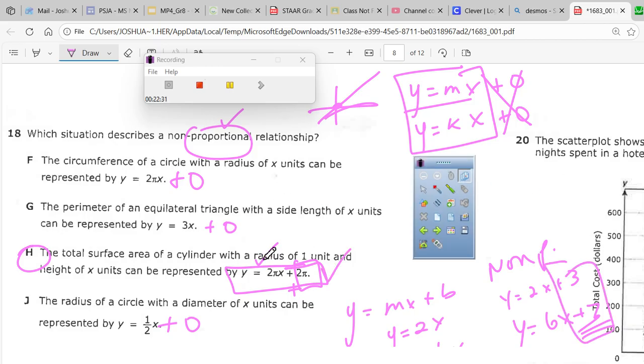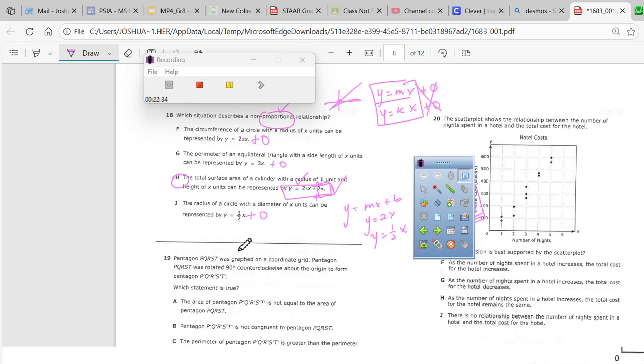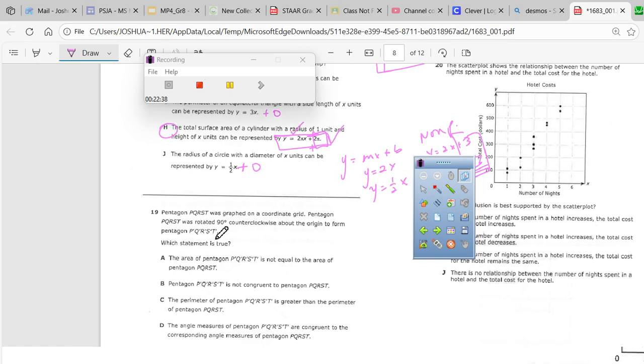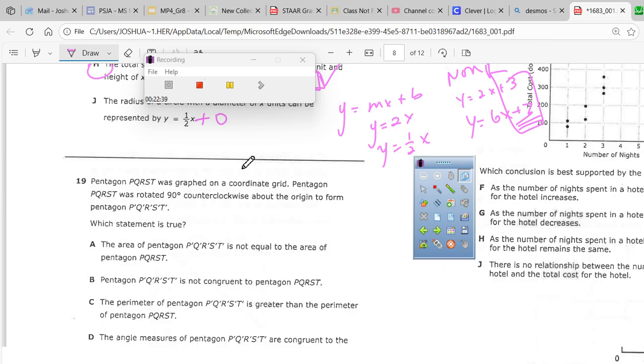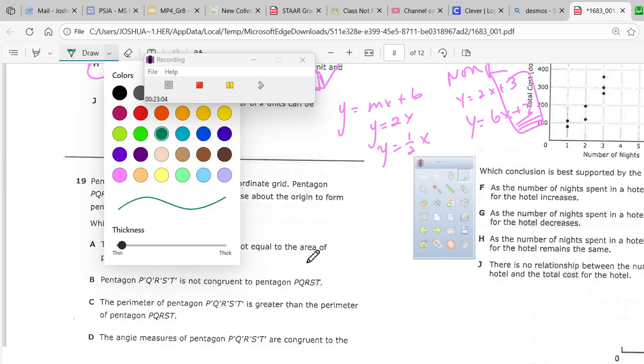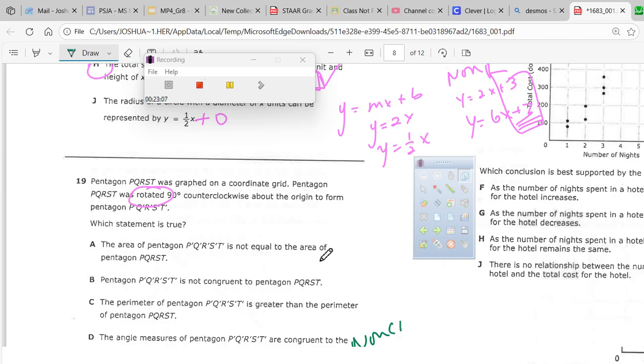Let's go to 19. Counterclockwise, let me see. Okay. So remember we did counterclockwise, rotated. There were things that were congruent. The ones that were congruent, we haven't done this in a while, they're going to be the translation, rotation, and reflection. Those are all congruent. Non-congruent, or not congruent.